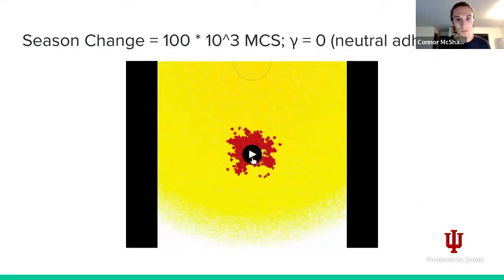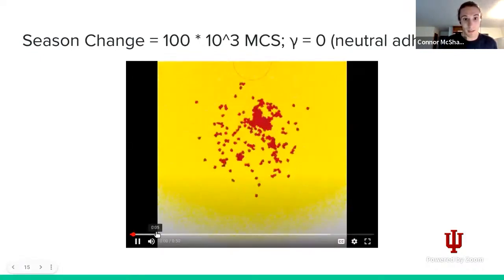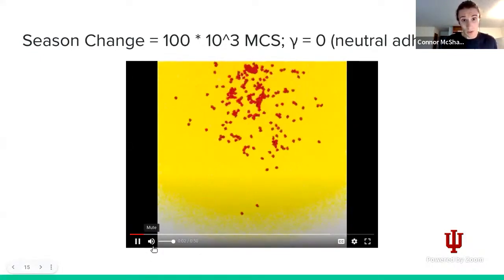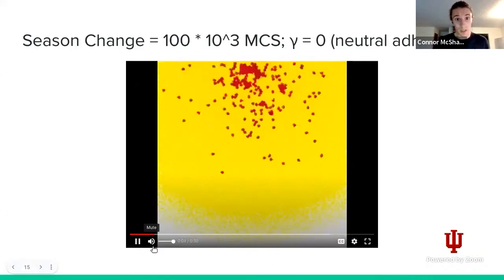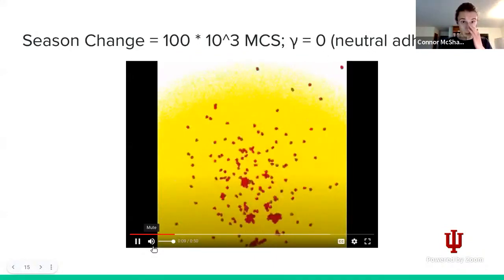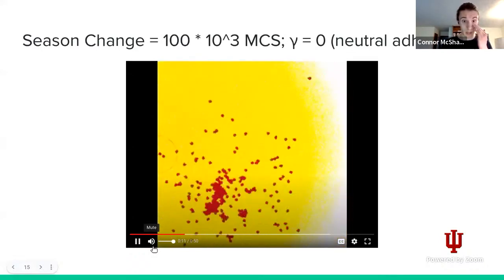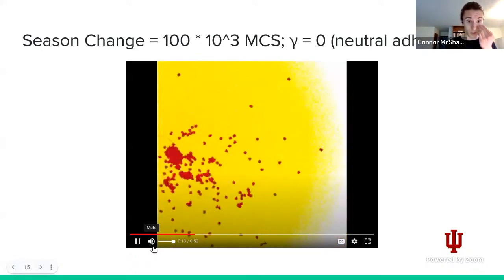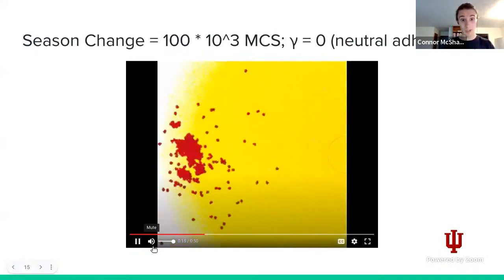So we don't need to watch this full video, but this was a case of that process taking place. It starts with neutral adherence. Over time, in this range of 100 times 10 to the third, we would expect to see a multicellular strategy emerge, and that's what we're eventually getting.